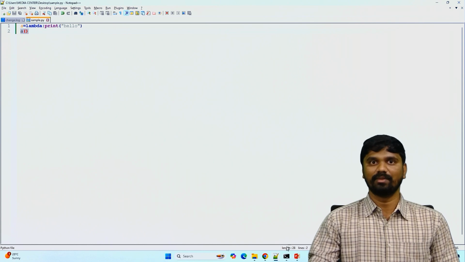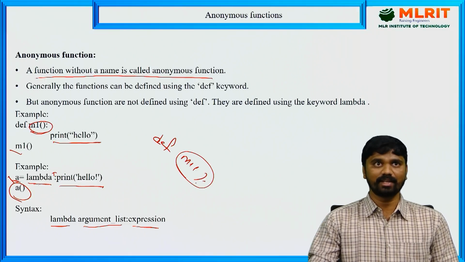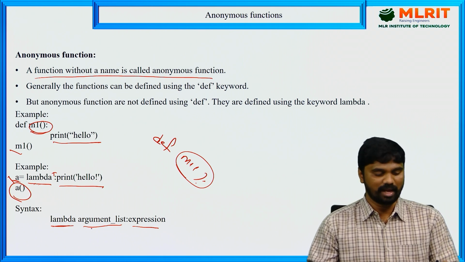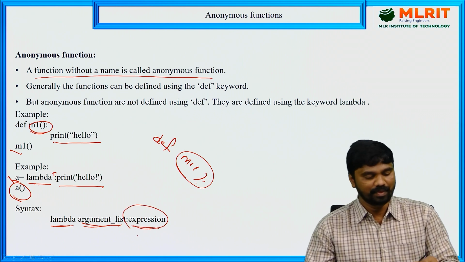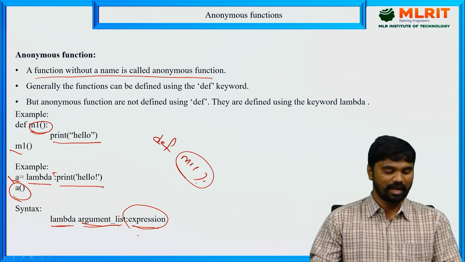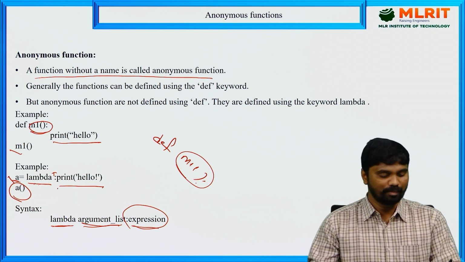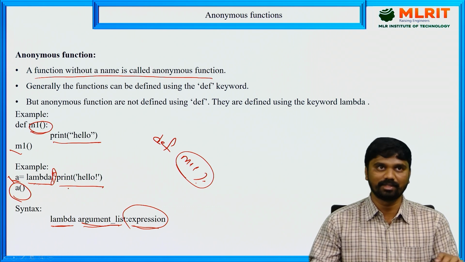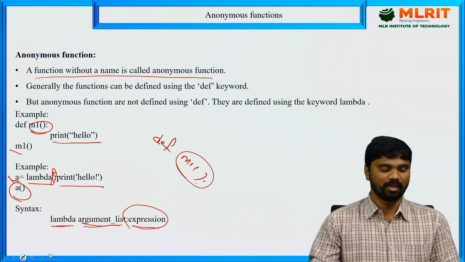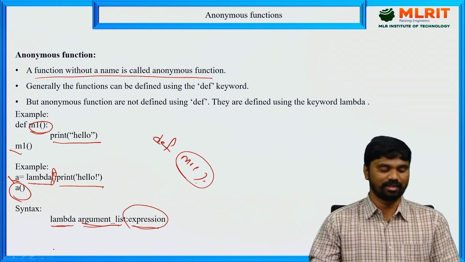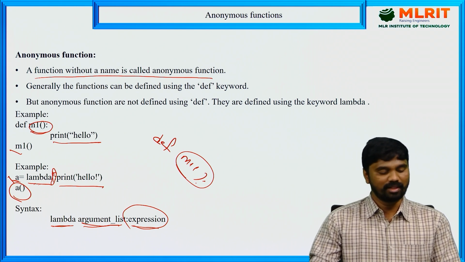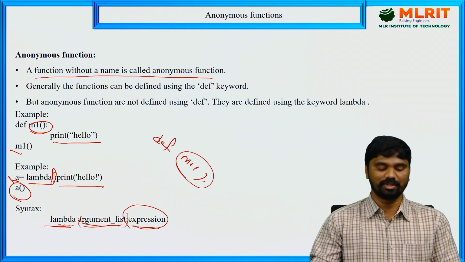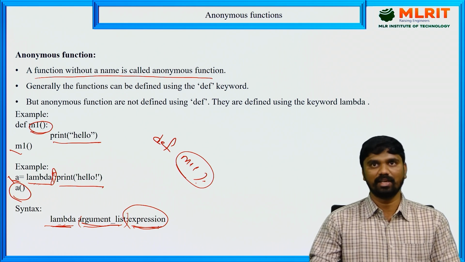Let me show the syntax. This is the actual syntax: lambda, then the argument list, and then the expression. Here we don't have any parameters, that's why we did not pass any argument list. But if your function has any arguments, then after lambda you can pass the arguments and then the expression, or you can say the statement.